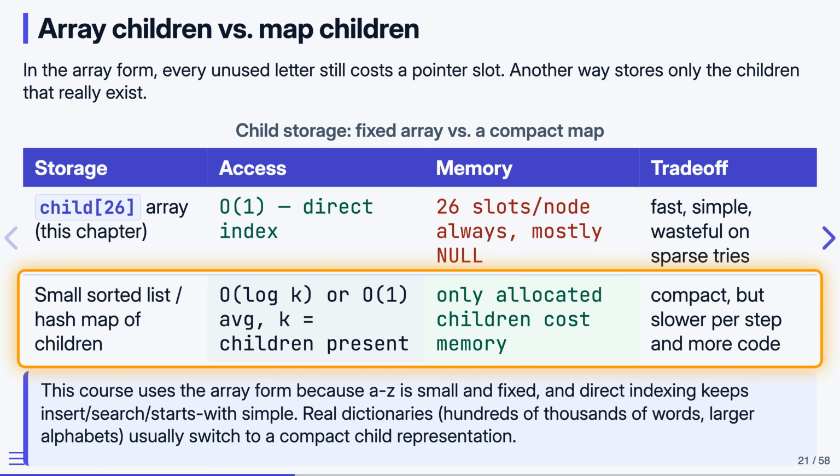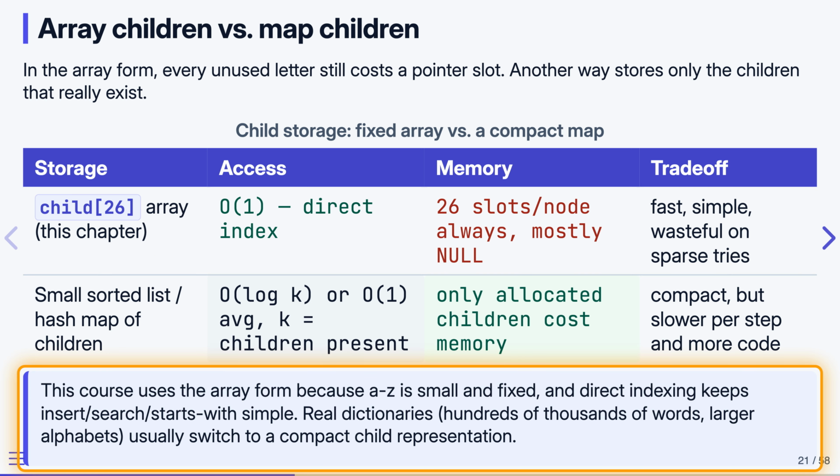The second way stores children in a small sorted list or a hash map. Access is big O of log k, or big O of 1 on average, where k is the number of children present. Now only the children that exist cost memory. It is compact but slower per step and more code. This course uses the array form, because a to z is small and fixed, and direct indexing keeps insert, search, and starts with simple. Real dictionaries with huge word lists and larger alphabets usually switch to the compact form.